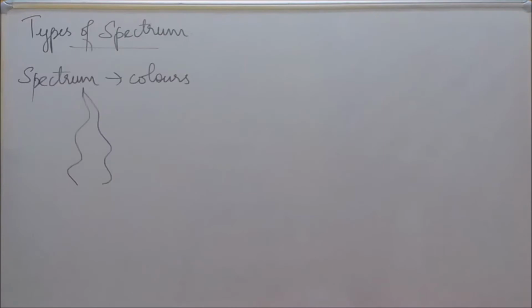Now we are going to say the topic is types of spectrum. Okay. So first thing is spectrum. Spectrum means colors. So spectrum means what? Colors.